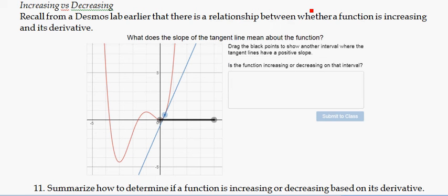Okay, earlier in the course, we did this Desmos lab where we dragged this point around on the curve and we looked at the relationship between the slope of a function and where it was increasing or decreasing. So if we think about in this particular picture, drag the black points to show another interval where the tangent lines have positive slope. Here, the blue has a positive slope, so that means the derivative is positive right here. And note that the function is increasing, right?